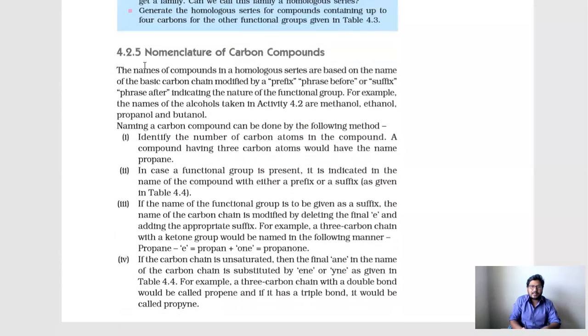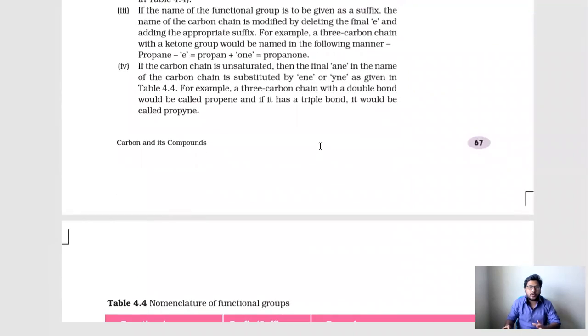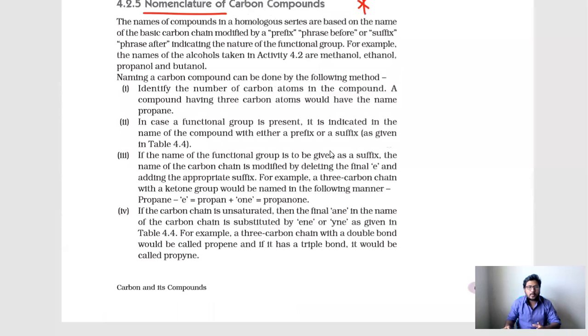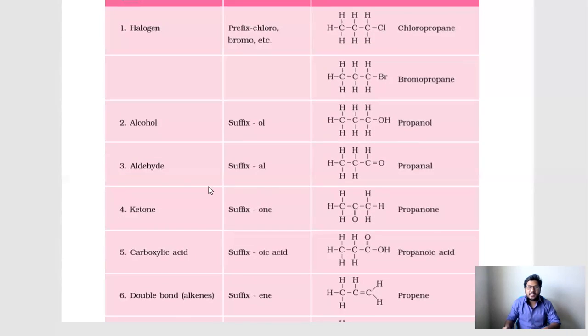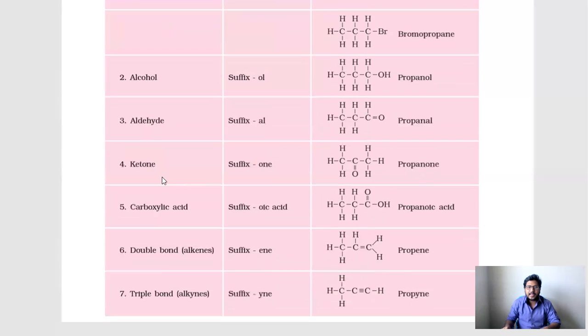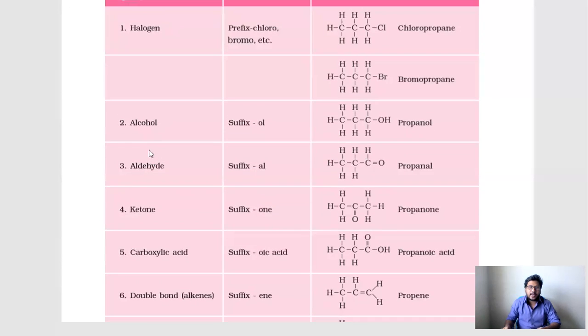And nomenclature. Very important for your higher studies. I had deleted these topics, this nomenclature, everything, but I don't want to stop teaching. I'll explain everything. And here, how to represent alcohol, aldehyde, ketone, not only alcohol, everything: propanol, methanol, butanol. All names you will get, different structures you will get.